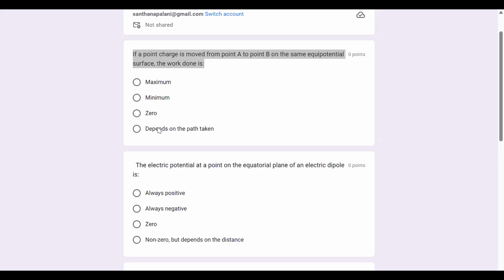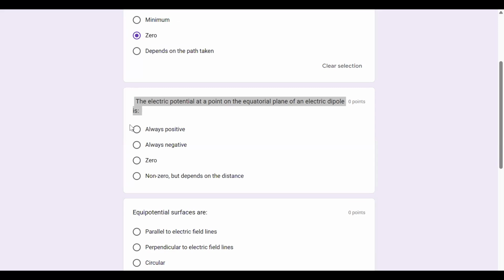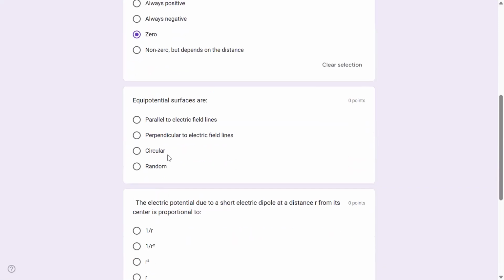Second question: the electric potential at a point on the equatorial plane of the electric dipole is what? Zero. Yes, now we did the sum. Zero, very good. Correct. Then third question: equipotential surfaces, I already told the two important properties. What property?